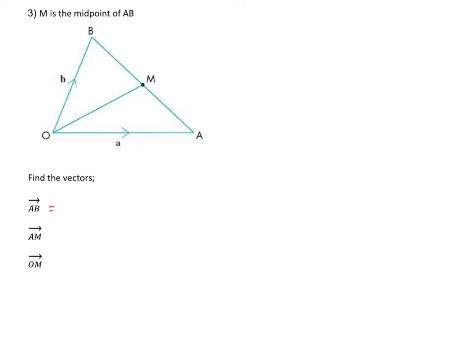Okay, getting vector AB, we're starting at point A, we're going back to O, and we're going back to B. That's the route that we're going to take. So it's negative A because we're going the wrong way down vector A, and positive B. And so that's our answer, minus A plus B. You can have them in either order, so B minus A is fine.